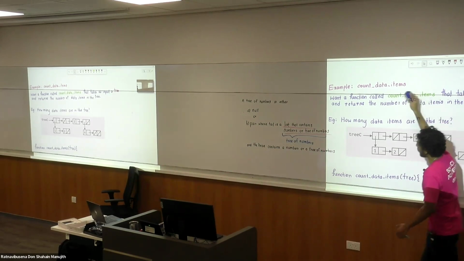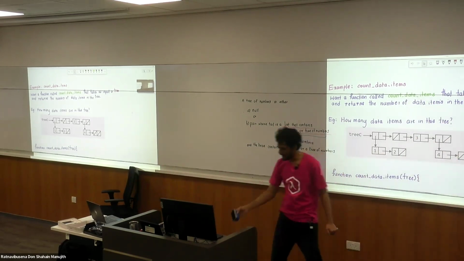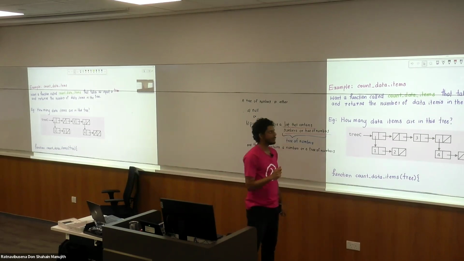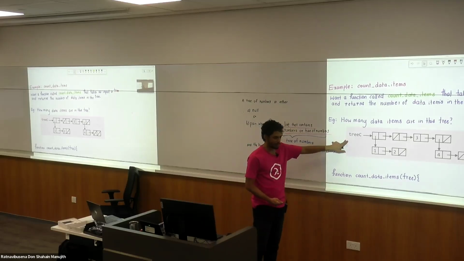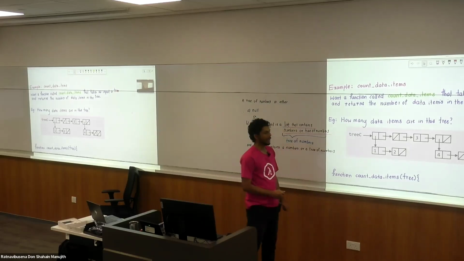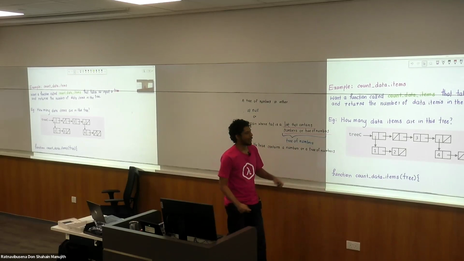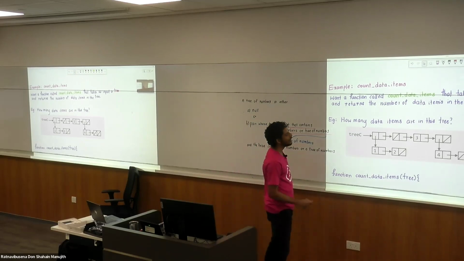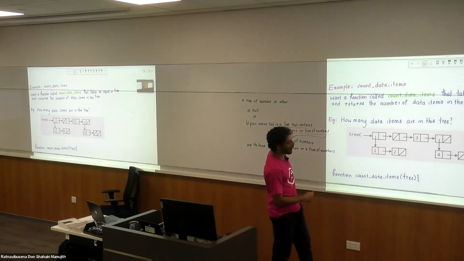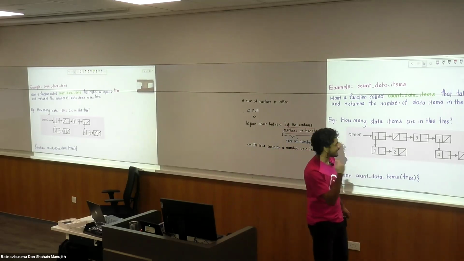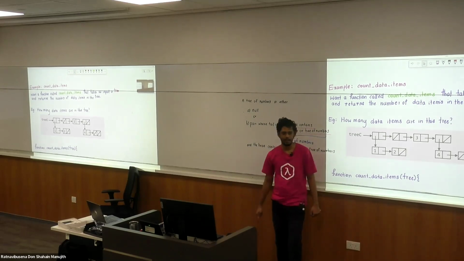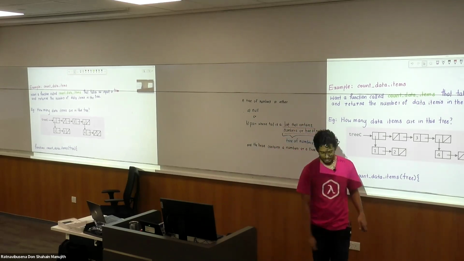So we want to write a function called count data items that takes as input a tree and returns the number of data items in the tree. For example, this is a tree of numbers, right? So we need to count the number of numbers. So how many data items are in this tree? 4. What are they?